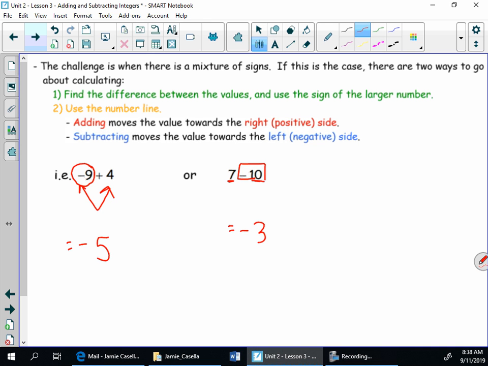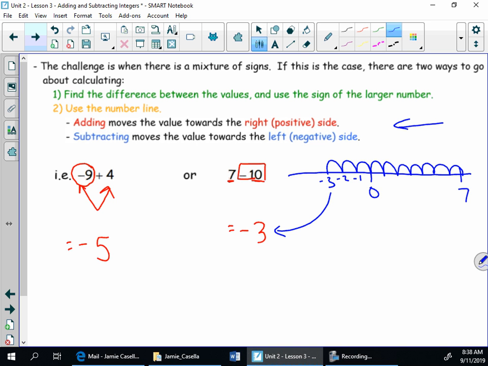The difference between things. If you don't like that, what else could you do? You take your number line. And here's 0, here's 7, and I have to subtract 10. Subtracting means we move towards the left. So I go down 1, 2, 3, 4, 5, 6, 7, 8, 9, 10. So negative 1, negative 2, negative 3. That's the same answer. I just think the difference idea is a little bit faster than counting them out. But it might take some practice to get there. We'll use either one of these two rules.